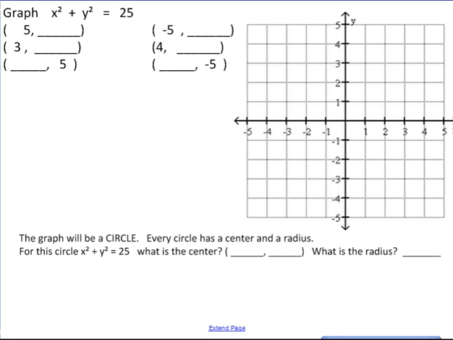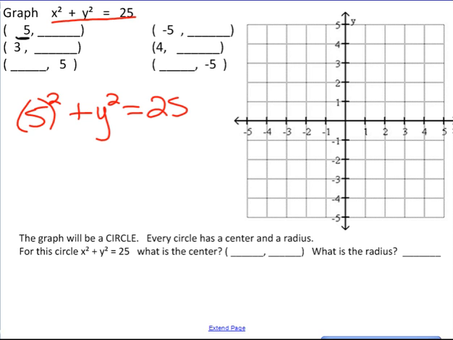So let's suppose we have x squared plus y squared equals 25. And I have a point, and I have the x value. The x value is 5. And I want to figure out the y value so that I can have a point to graph. So I'm going to take the 5 and plug it into this equation right here. So my x is squared, so I have 5 squared plus y squared is equal to 25. So if I square the 5, I get 25.